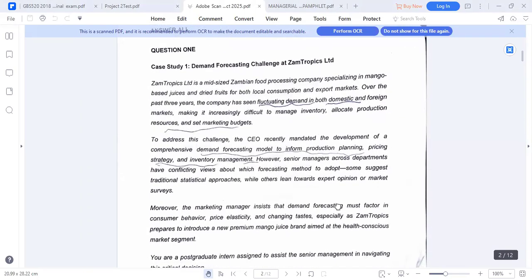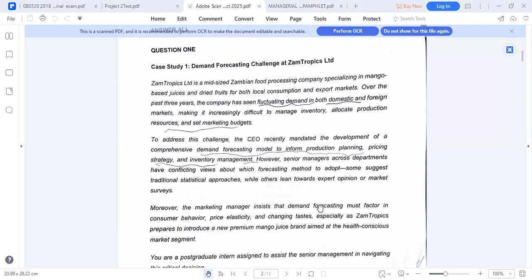So Zamtropics is a medium Zambian-based company in food processing, specialized in mango juices and dried fruits. Over the years, the company has seen fluctuating demand, both in domestic and foreign markets, making it difficult to manage inventory and allocate resources to set marketing budgets. To address this, the CEO was recently mandated with developing a comprehensive demand forecasting model to inform production planning, pricing, inventory, and management. However, senior managers across departments have conflicting views on which forecasting model to adopt.